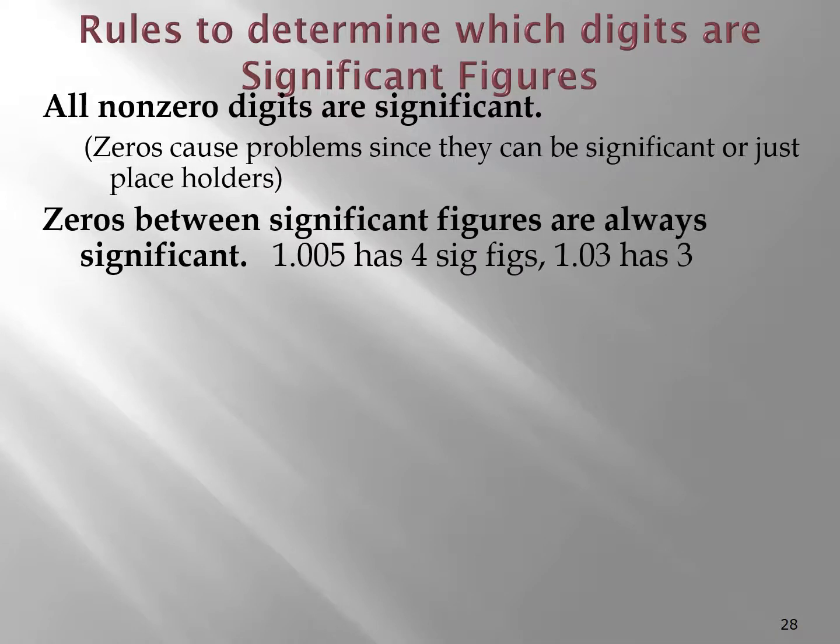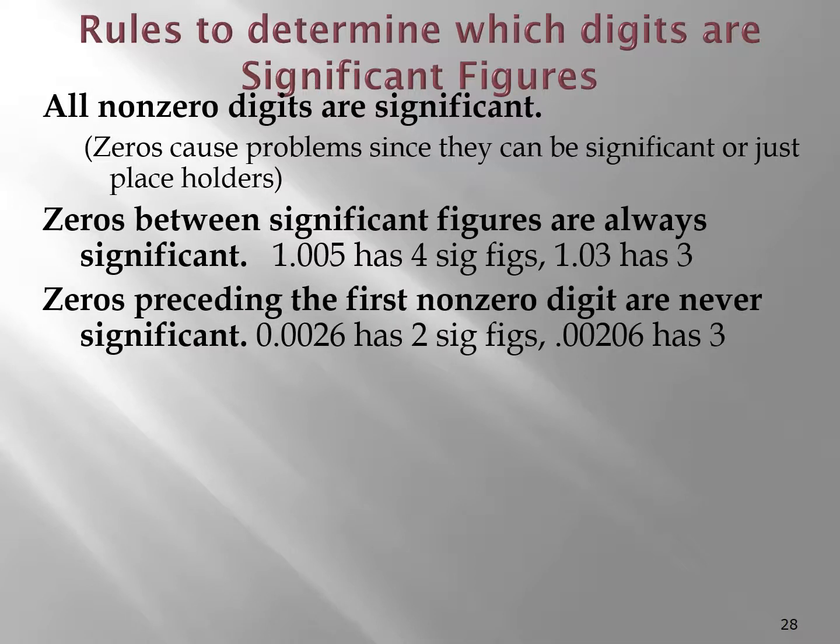All right, so here's all the different rules about zeros. If zeros fall between any other significant figures, we always consider them significant. So the number 1.005 has 4 significant figures because we count those zeros. They're between 2 non-zero digits. We count them all. The number 1.03 has 3 significant figures because that 0 gets counted. So zeros between any other digits are always significant.